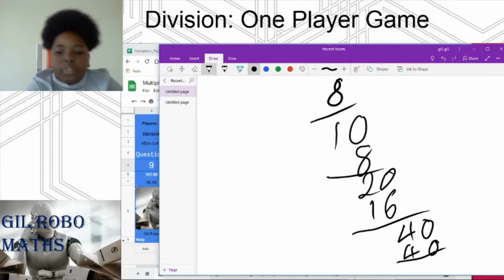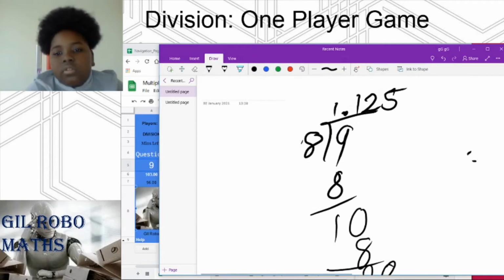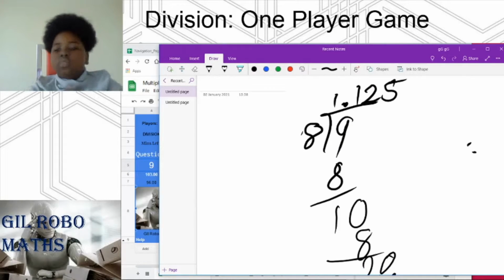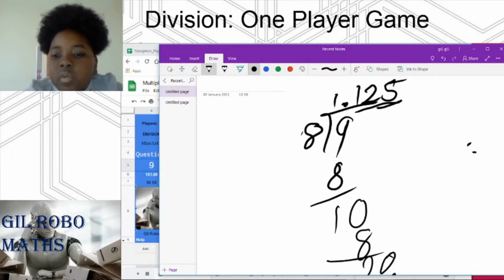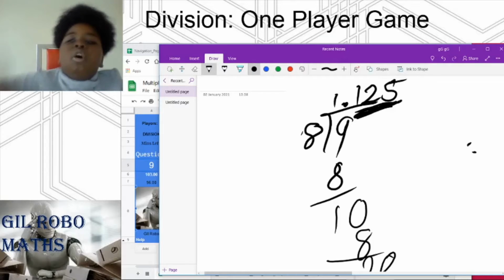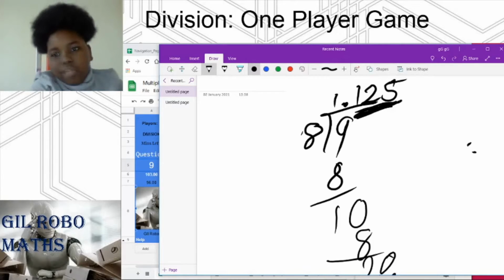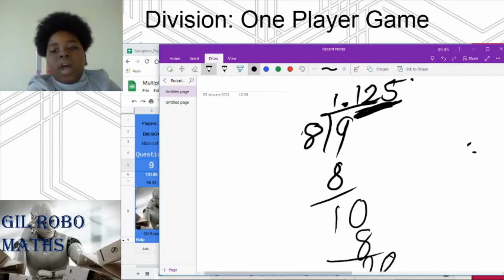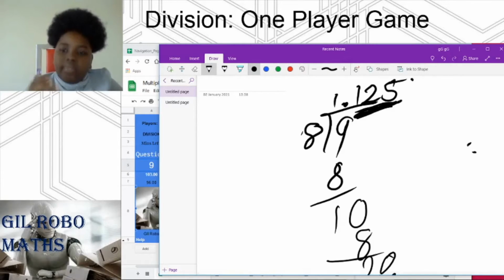So now we subtract it. 0, 0. That means this is the end of our calculation. So if you give Gil ROBO 3 decimal places, your answer would be wrong, even though it was supposed to be correct. So you have to round the last number either up or down. So in my case right now, it's 5. So anything above 5 or exactly 5, you round it up. Anything lower than 5, you round it down. So you round it.